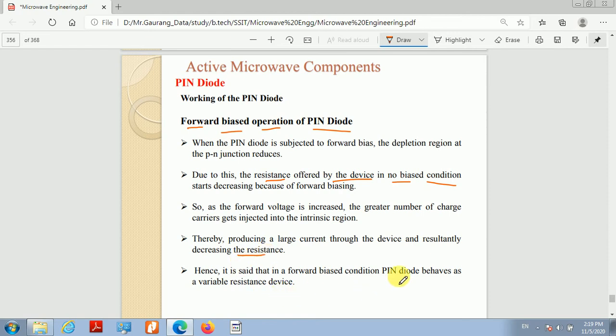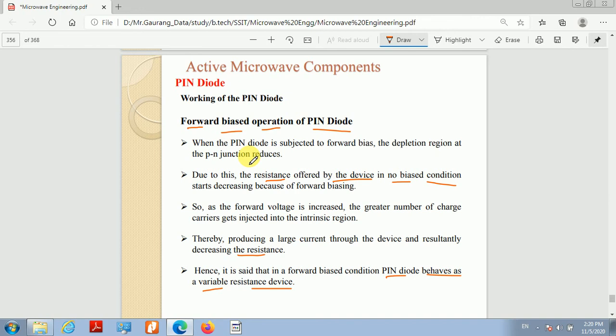So we can say that in forward bias condition, pin diode behaves as a variable resistance device because device का resistance change हो रहा है with the variation in the forward bias voltage. Hence it is known as a variable resistance device. Okay, so we can say that under forward bias, pin diode behaves as a variable resistance device or variable resistor. Correct? Okay, तो simple है.